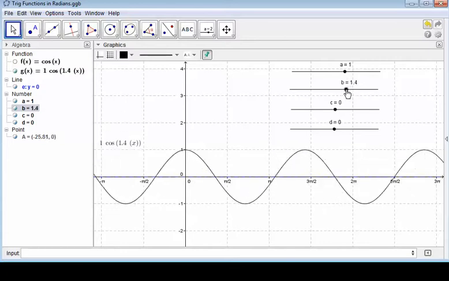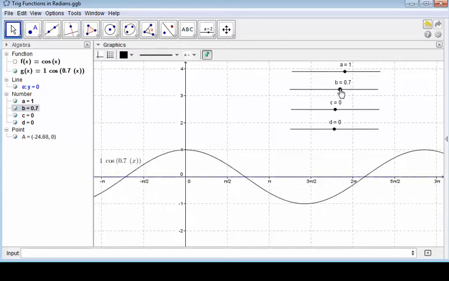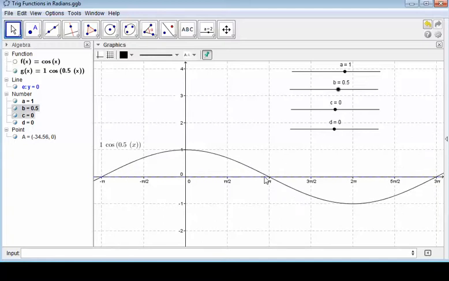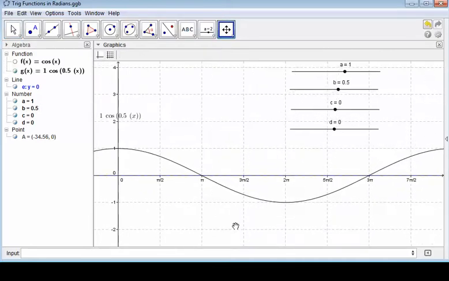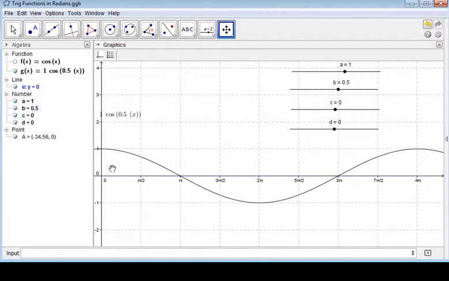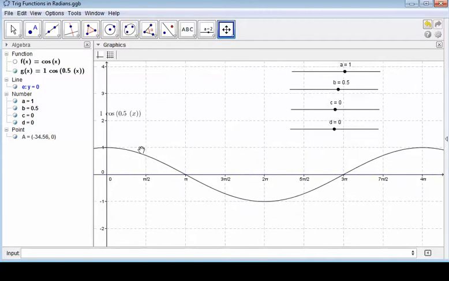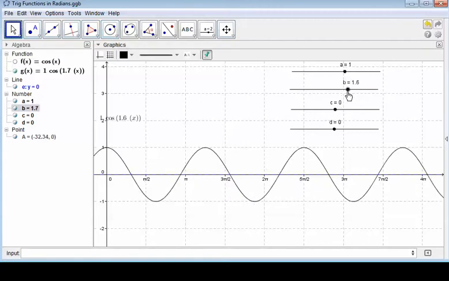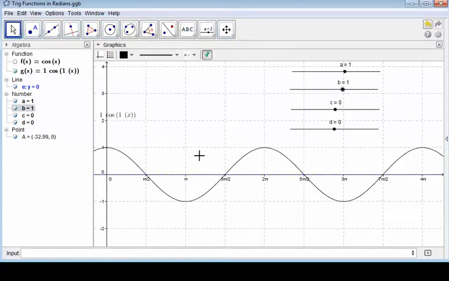And if I change b to a half, let me change it to 0.5, it stretches it by a factor of 2. If I look at the period now, let me squash this a little bit. Starting at 1 at the top, 4 pi later, it's repeating itself. So b controls the period. If I change it back to 1, this is our basic one. 2 squashes by a half, and 4 pi, and a half stretches by 2.